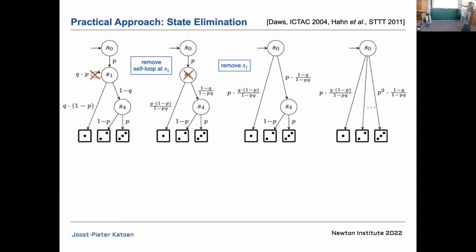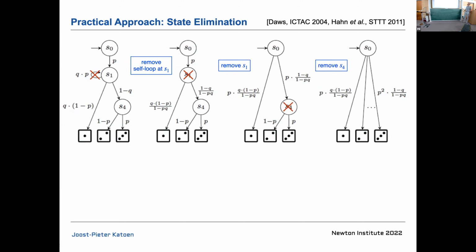What does that mean? It basically means that we multiply the rational function here with the rational function over there, and that becomes the rational function on the arrow that goes directly. And we can repeat this. So now I can remove S4. And now in the end, I have a picture like this.